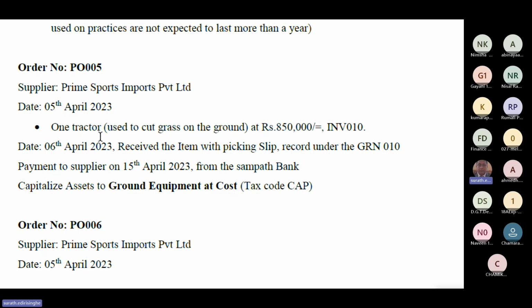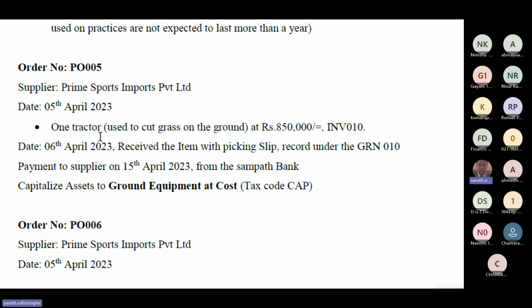Actually, I think yes, Sampath Bank is there. Capitalized asset, ground equipment at cost. Capital asset, right. Students, this is not a recurrent purchase. This is called a capital asset purchase. You have to note it down in your book or your computer.